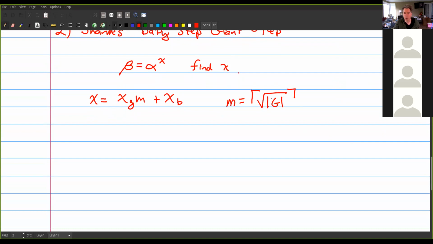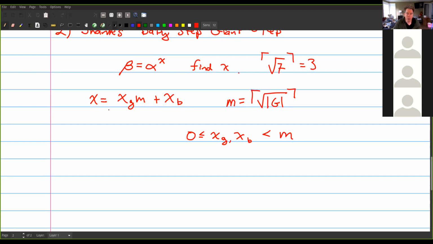Because when you take the square root of a number, like the square root of 7, it's going to be a decimal. The square root of 7 is like 2 point something, but then when you round up, it becomes 3. So the ceiling is just saying round up. And xg and xb are just numbers in the range from 0 to m.